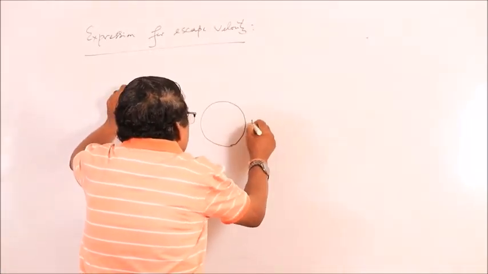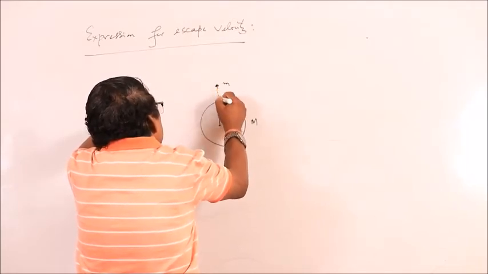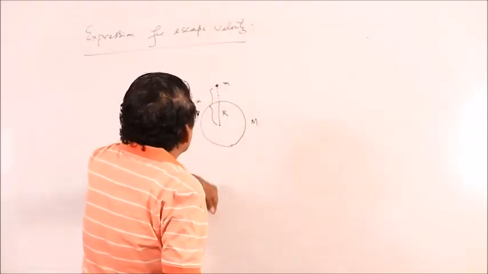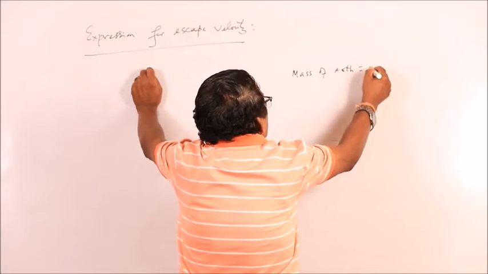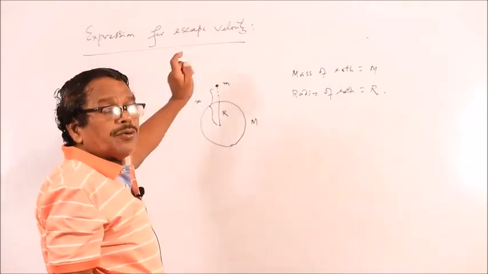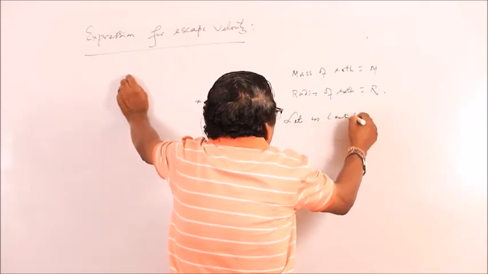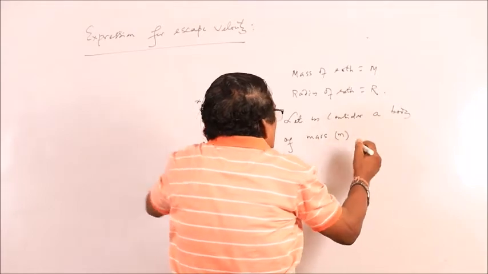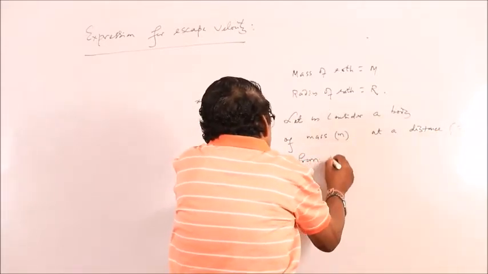This is the Earth, of mass capital M and radius capital R. Let us take a satellite, a body of small mass m, projected from the Earth, at a distance x from the center of the Earth.